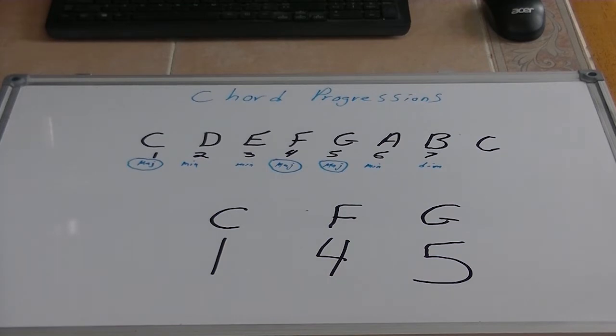You may have recalled me saying that these chords feature prominently in music that's written in the key of C major. But anyway, let's listen to what it sounds like. We start with our 1 chord, which is the C, and then we have our 4 chord, which is the F, and we have our 5 chord, which is the G.